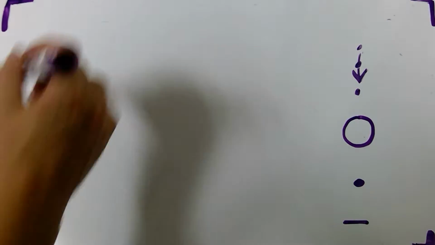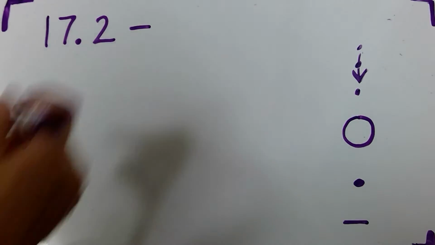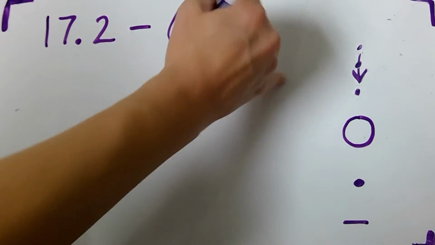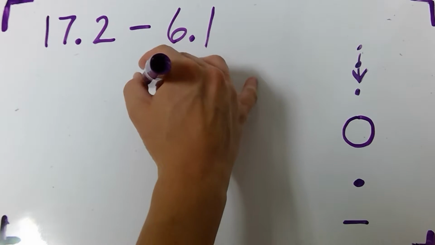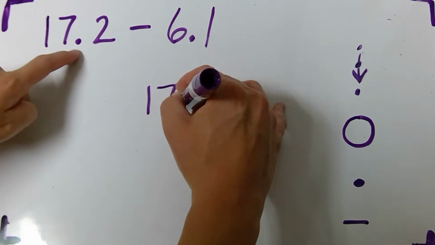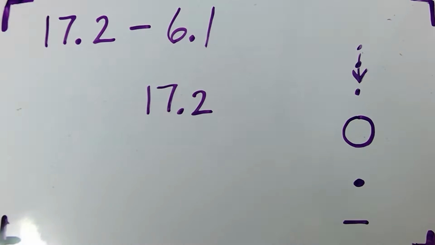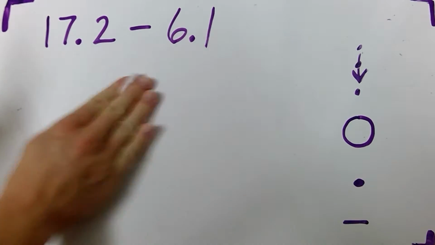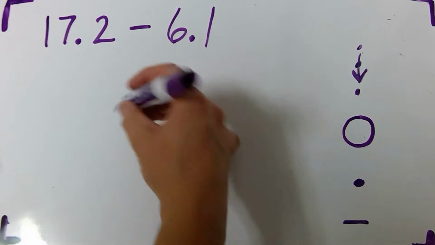Let's say I wanted to do 17 and 2/10 subtract 6 and 1/10. So my first step, line those numbers up by the decimal. So I'm going to write the first number, 17 and 2/10. Well, okay, I did this in the last video, but I always forget. Let's back up and talk about why we need to line it up by the decimal.